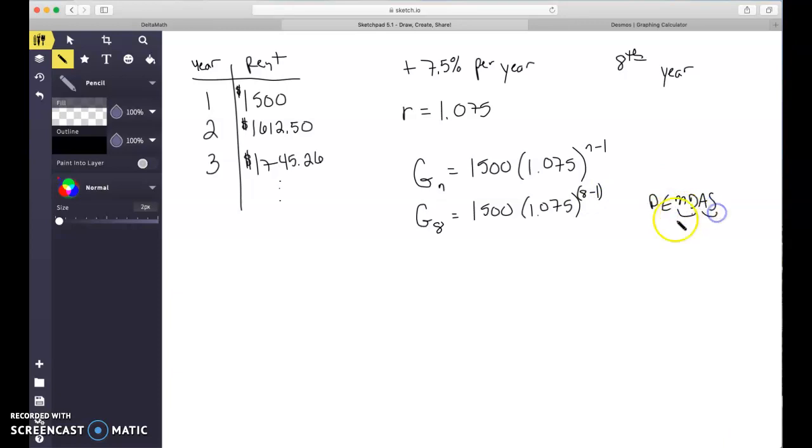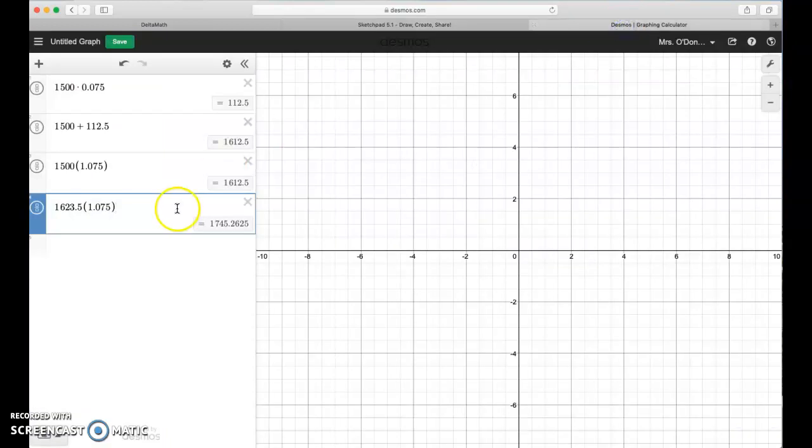Please Excuse My Dear Aunt Sally, or PEMDAS. We're simplifying, so we're going to do what's inside the parentheses first. Nothing to do with the 1.075, but 8 minus 1 is 7. Next, we have exponents. So we're going to do 1.075 raised to the 7th power. I'm going to do shift 6 raised to the 7th power. So that gave me 1.6590.